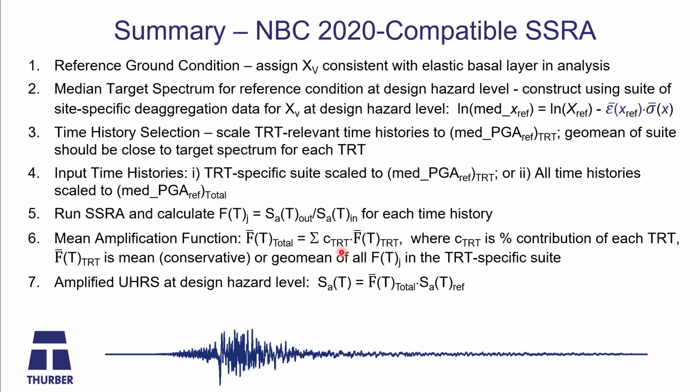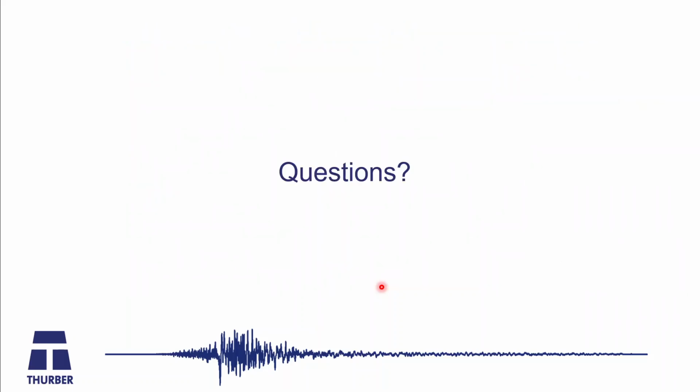And then once you've got your average or your mean or your geomean amplification function, you calculate your amplified response spectra by taking that amplification function and multiplying it by the spectral values for your reference ground condition, right? This is basically the modified hybrid method, or the hybrid method. You do that. It's just how you're getting amplification functions in this case that are specific to the median intensity level, not the aggregated probabilistic intensity level. I hope that made sense.